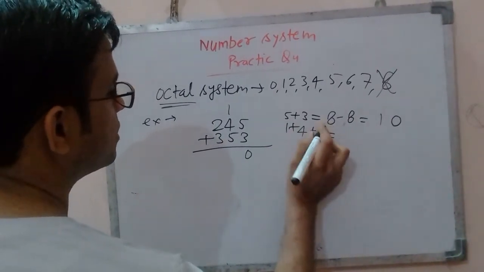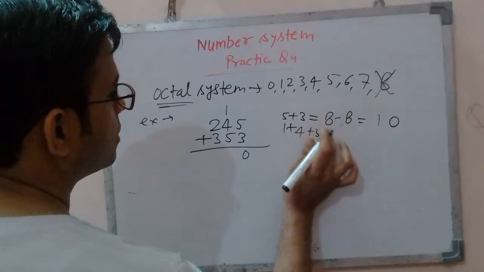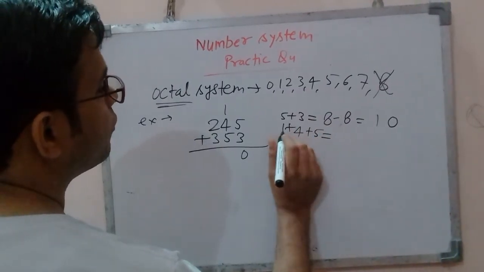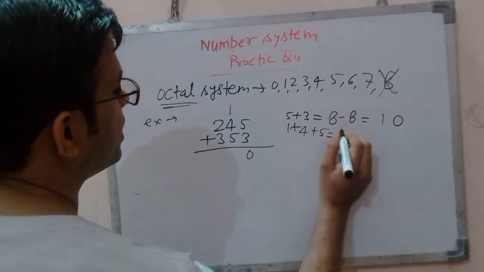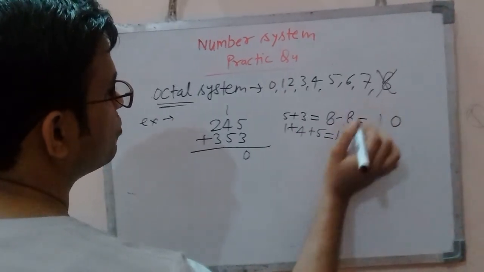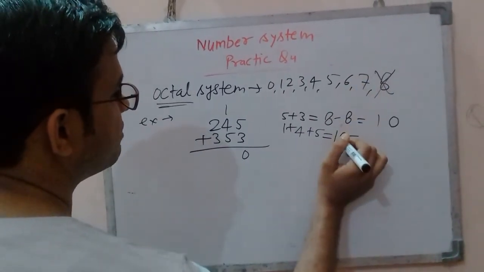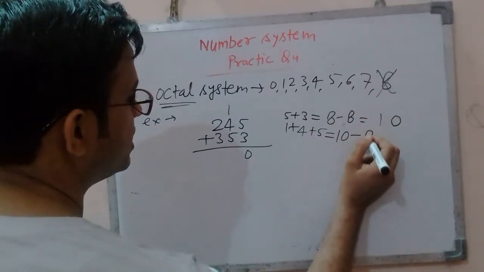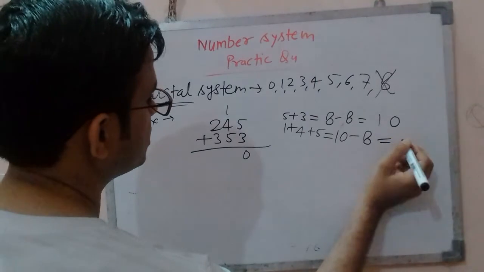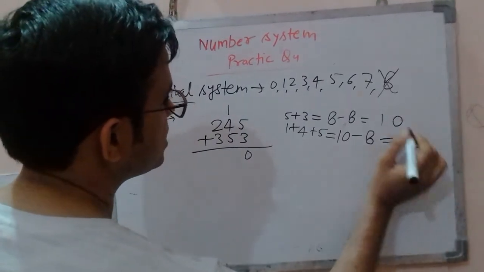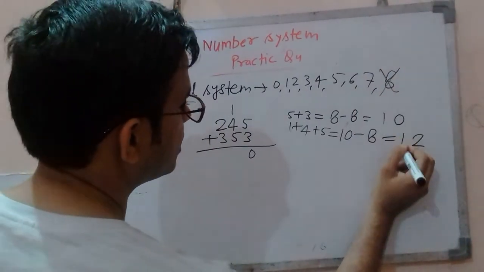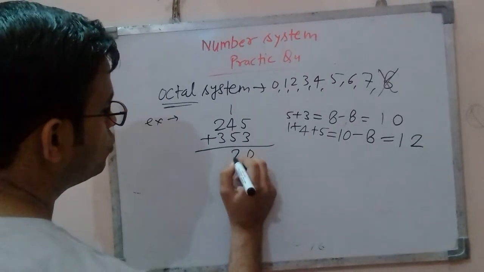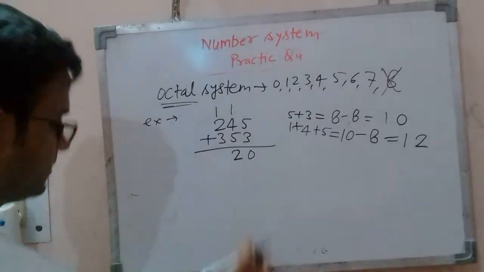1 plus 4 is 5, 5 plus 5 is 10, right? 10 is more than 7, that means the number exceeds 7 here. 10 is more than 7, that means subtract 8. 8 is the base of this octal system, that means 2 is the sum, and since the number exceeds 7, that means 1 carry. So 2 is the sum and 1 carry, right?